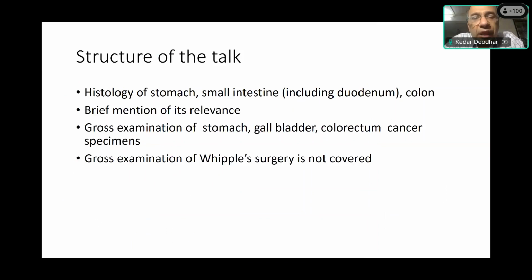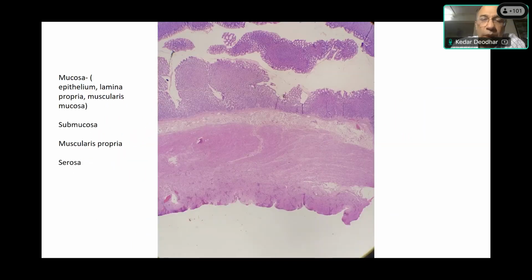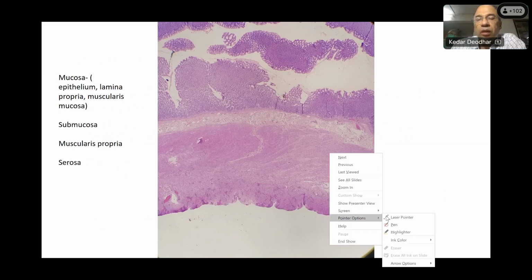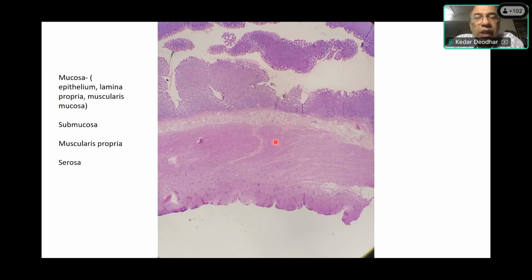If we look at in general the GI tract or bowel organs, we basically have four layers: mucosa, submucosa, muscularis propria, and serosa. Mucosa is composed of epithelium. The connective tissue around the epithelium or crypts is lamina propria, and muscularis mucosa is a component of the mucosa, and then comes submucosa, then comes muscle coat, and then comes the serosa.